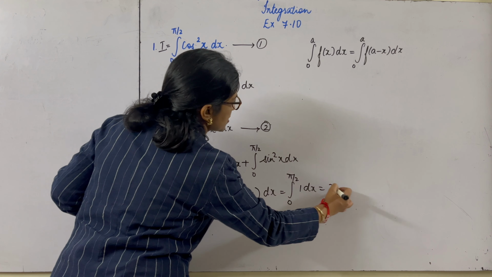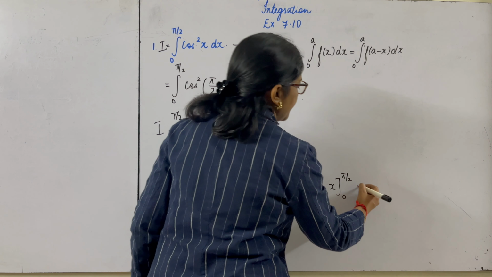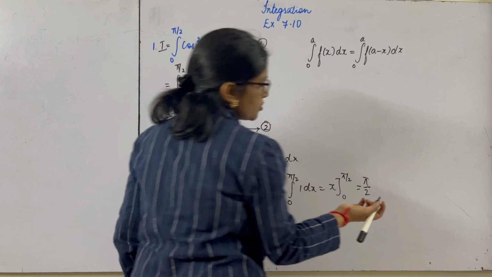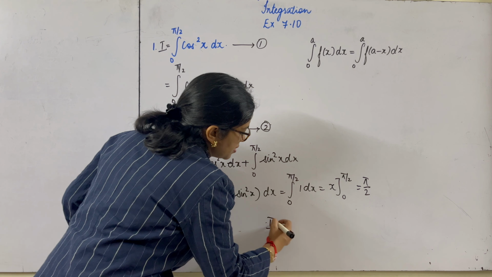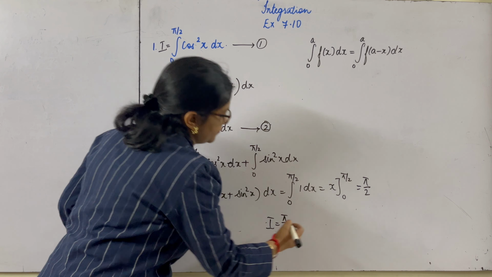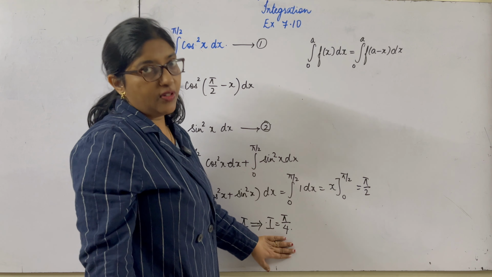Integration of 1 is x, applying the upper limit and the lower limit, which is 0, so it's going to be pi by 2. This is the value of 2I, so the value of I is pi by 4. So this is one way of doing the question.